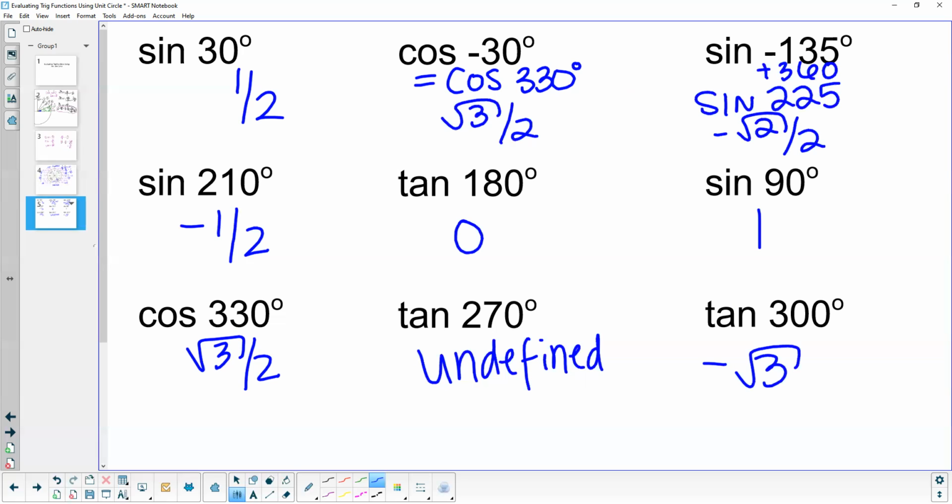So that's how we can use that unit circle to evaluate those different trig functions. It's a fantastic resource, and it saves us lots of time of typing things into our calculator and also gives us more precise answers.